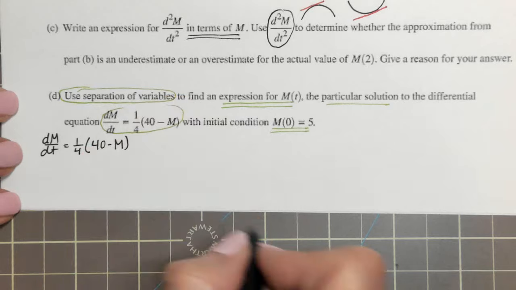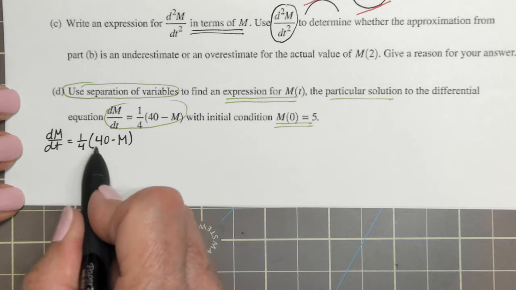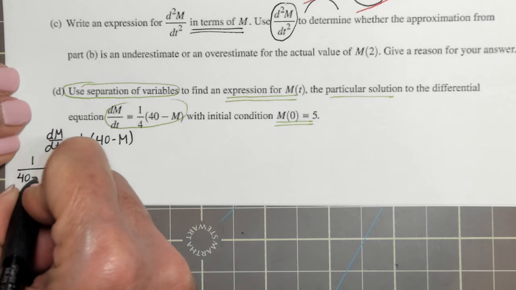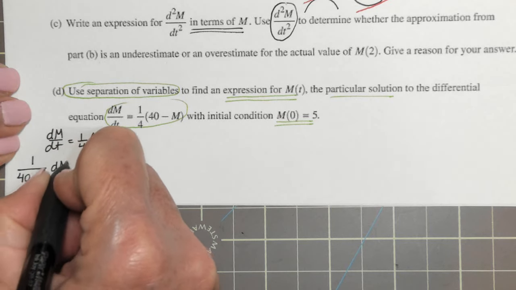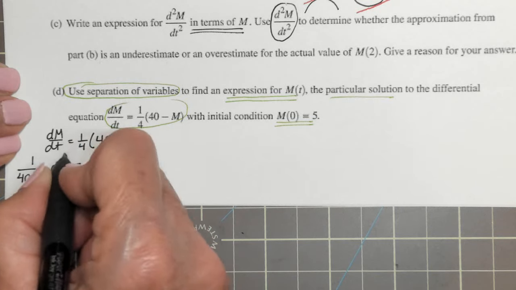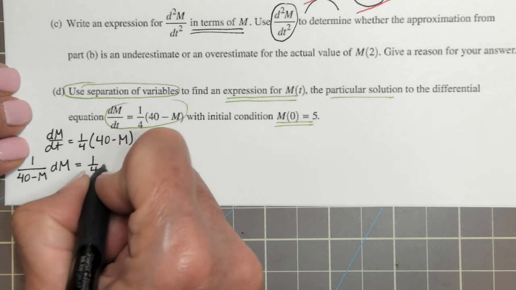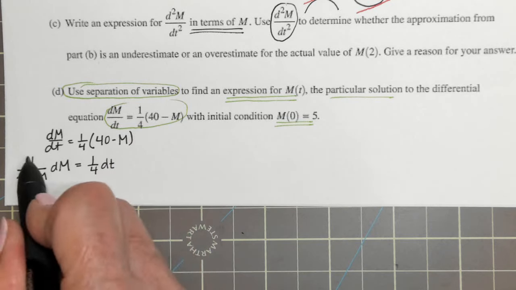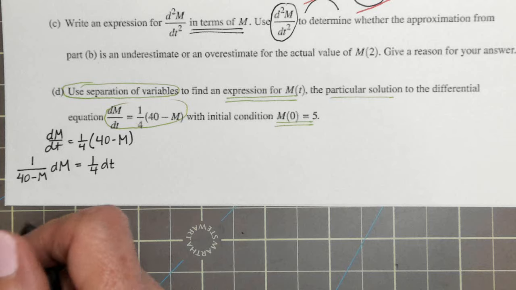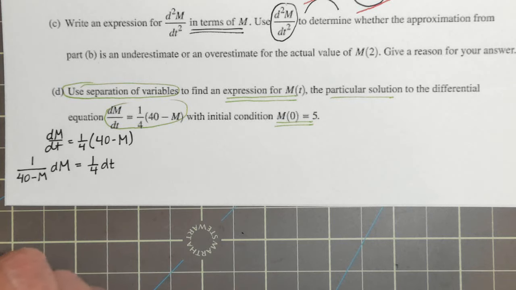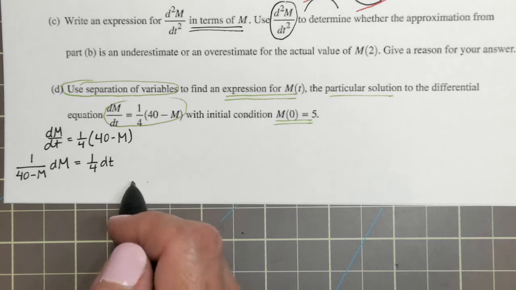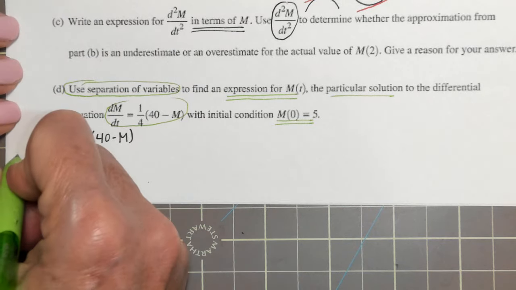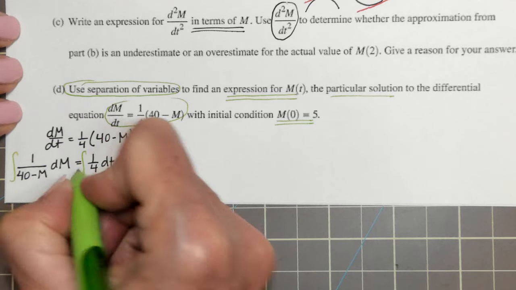To separate, I'm going to divide both sides by 40 minus m. So I'll have 1 over 40 minus m dm, and I'm multiplying both sides by the dt. I still have the 1/4 over there, so 1/4 dt. If you want to, you can make the 4 go over here, but you're going to have to divide by it sometime, so why bring it over and then divide? Why multiply, then divide? Just leave it there. My thought. Okay, now I'm going to integrate both sides.